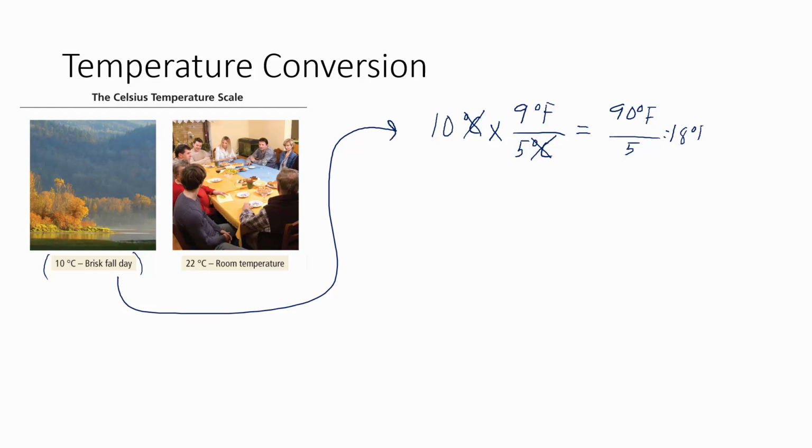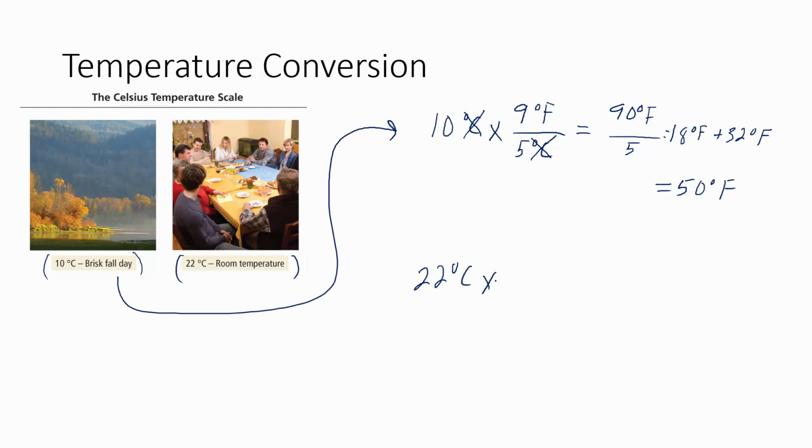So 18 degrees Fahrenheit, but we have to remember that we're offset. 0 Celsius is 32 degrees offset. So now we have to add that 32 degrees back in, and 10 degrees Celsius therefore comes out to be 50 degrees Fahrenheit. Okay? So go ahead and try room temperature. Pause the video, see if you start with 22 degrees Celsius, what you end up with in terms of Fahrenheit.